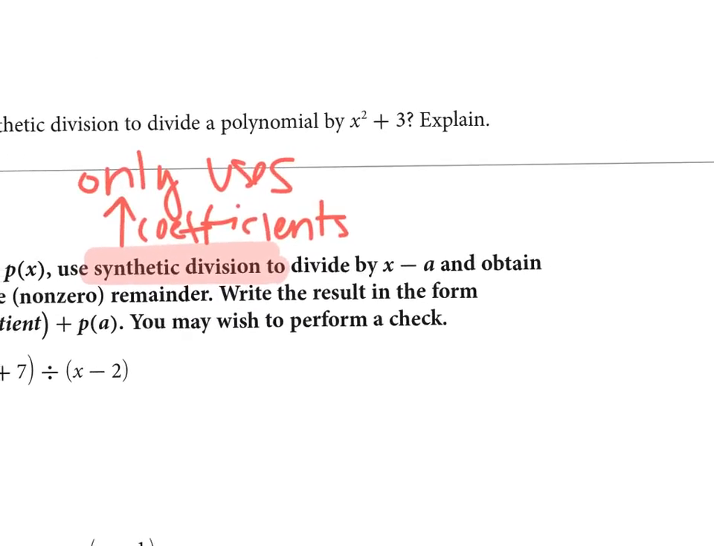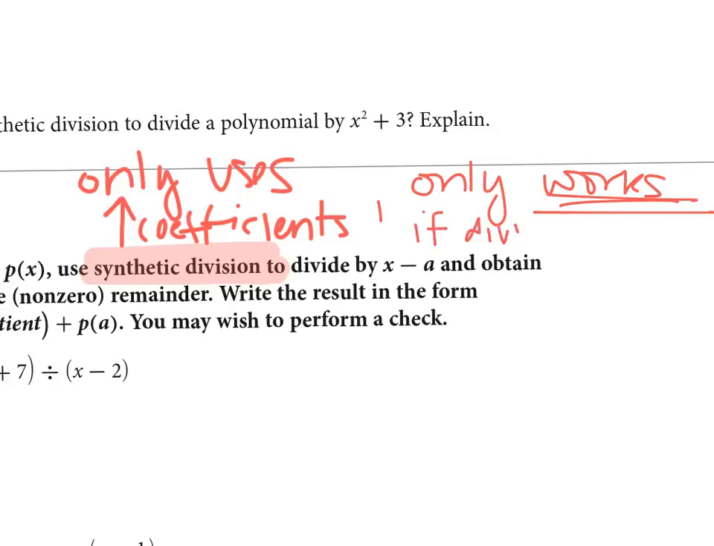The second thing you need to know about it is that it doesn't work all the time, it only works some of the time. It only works if you're dividing by something like x minus a. What I mean by that is you can't be dividing by x squared or x to the third or even like 5x. It only works if it's just like 1x and that's it.